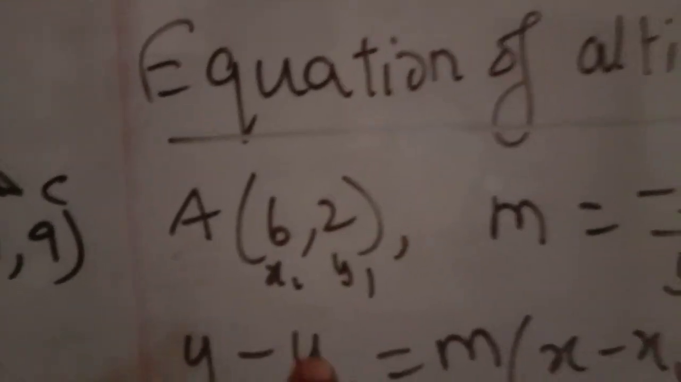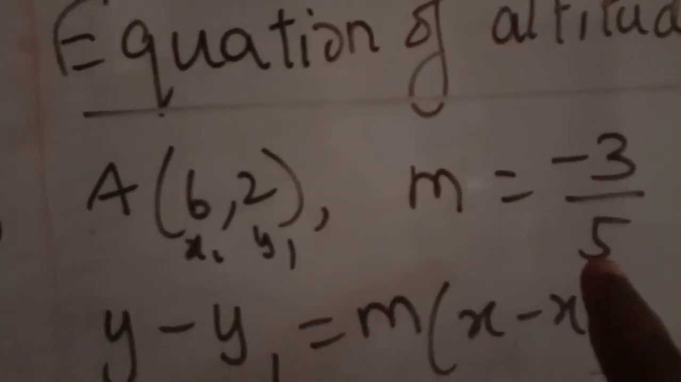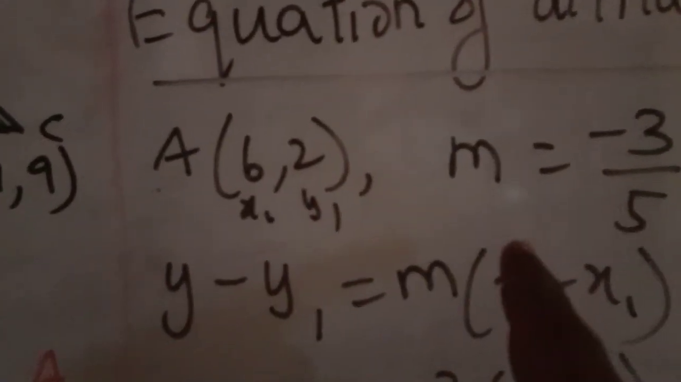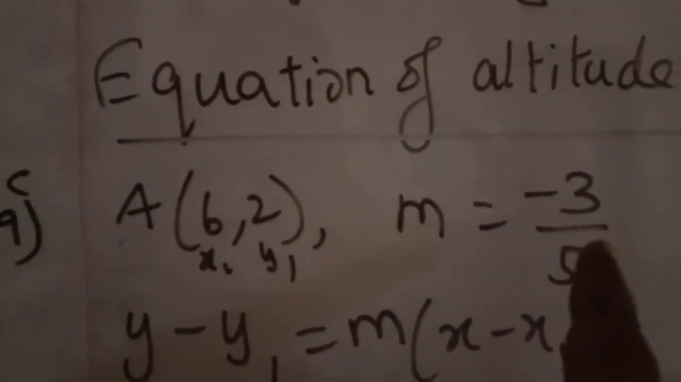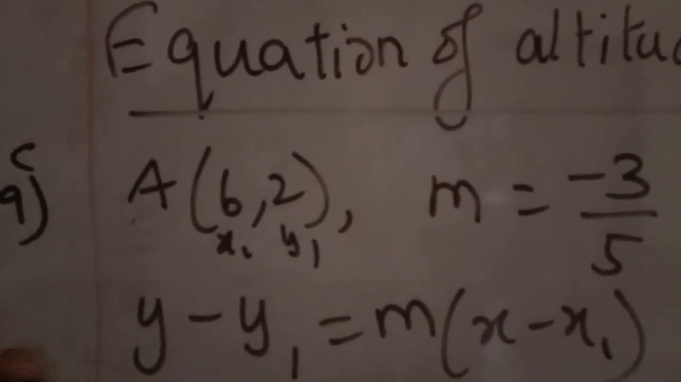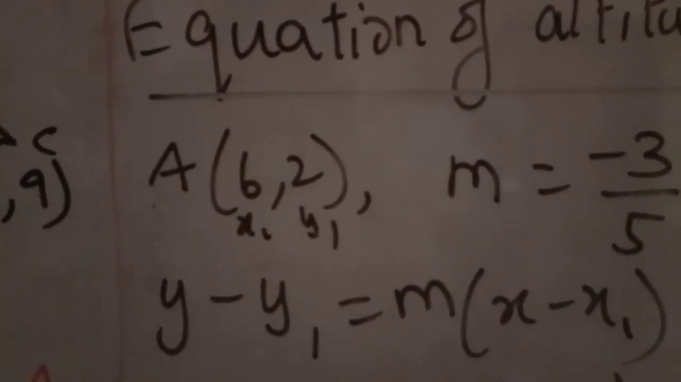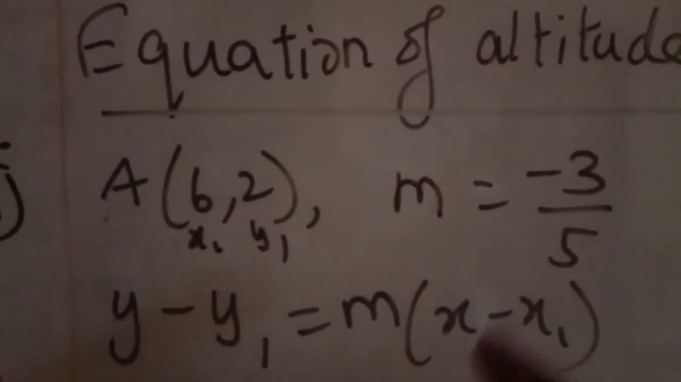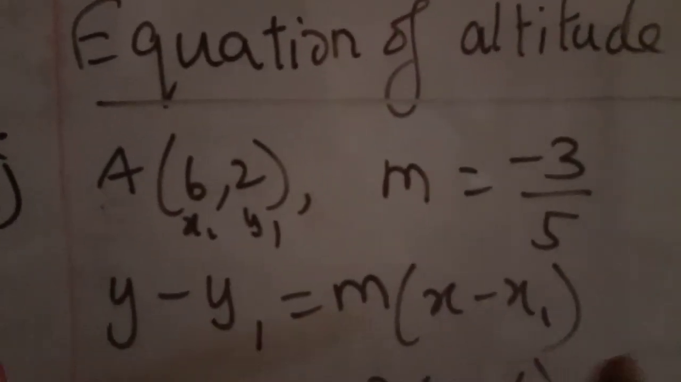Now we got the slope minus 3 by 5, and the line AE passes through A, the point A (6, 2). Now we can find the equation of AE. If it is a median, we have to find the midpoint of BC and then find the equation of the median. If you want to find the equation of an altitude, find the slope of BC, from that find the slope of the perpendicular, and then find the equation.